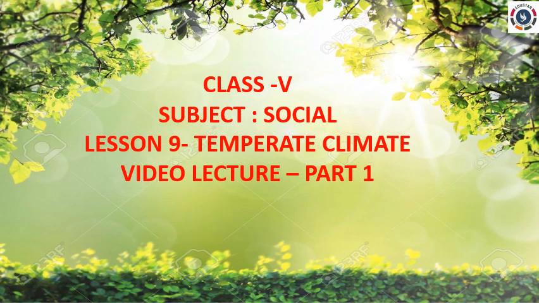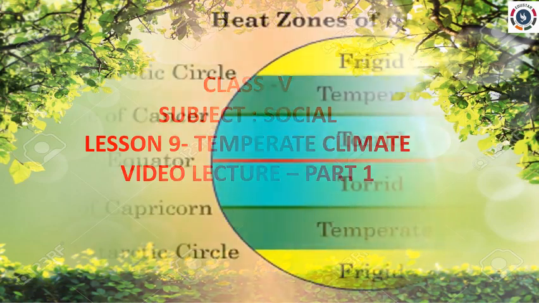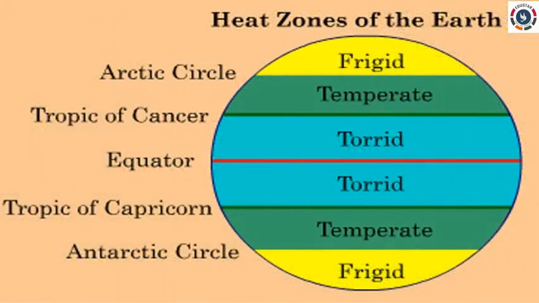You are watching Class 5 Social Lesson 9, Temperate Climate Part 1. First we will see where the temperate zone is located on Earth. If you see in the given picture, the temperate zone lies to the north of the torrid zone in the northern hemisphere. So this portion is the northern hemisphere, and to its south, in the southern hemisphere. This zone is neither too hot nor too cold.